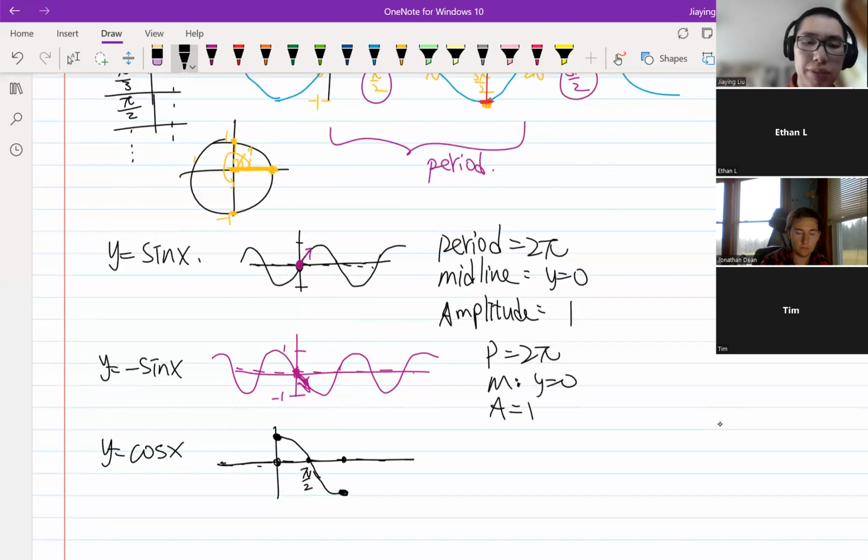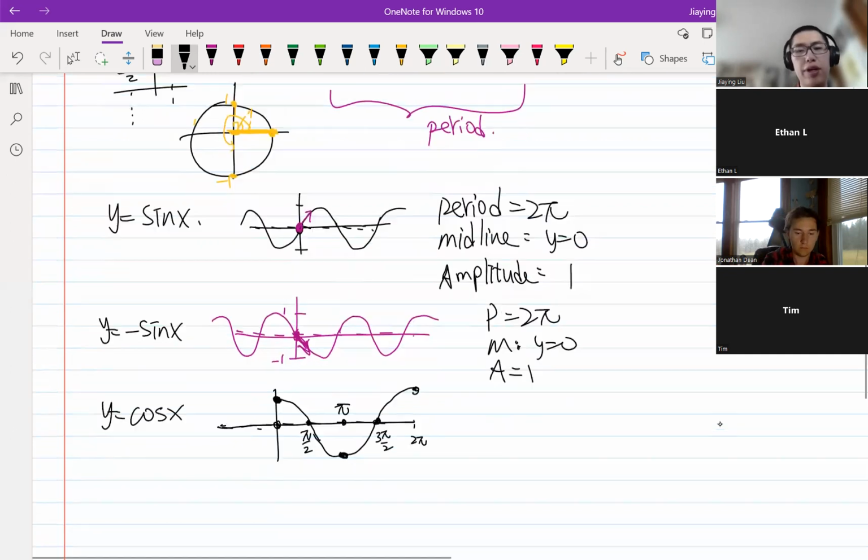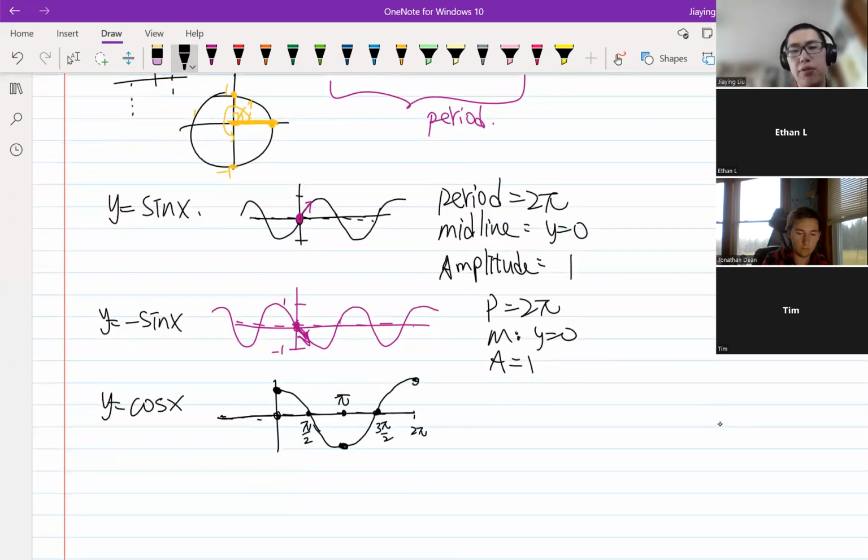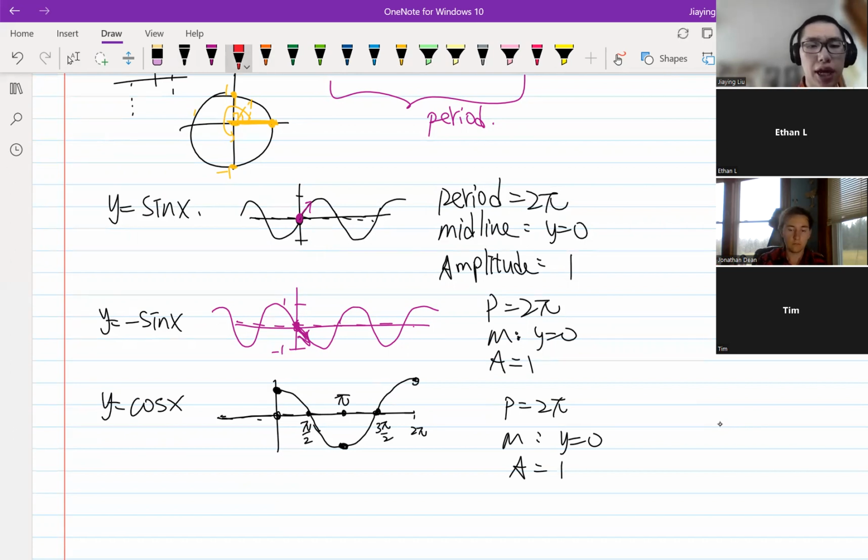That's where it's reaching pi. So by the time it gets to pi, it reached the minimum. And then it goes back up to the x-axis at 3 pi over 2, and it continues to increase. So that's happening at 2 pi. So going from the maximum all the way to the minimum, and then back up to the maximum, that's a full period. For cosine x, the period is still going to be 2 pi. The midline is still y equals 0. The amplitude is still 1. So that's the same as sine x, but the difference is where it begins when x equals 0. It begins at the highest point and it's going downwards.